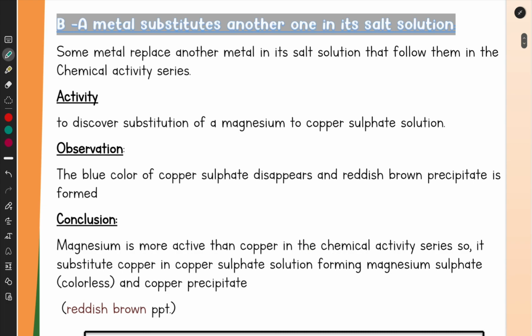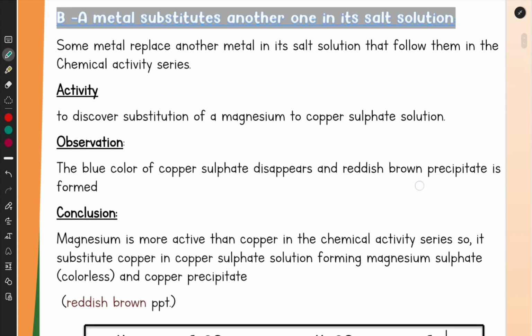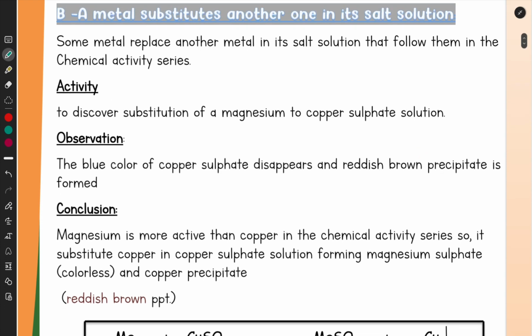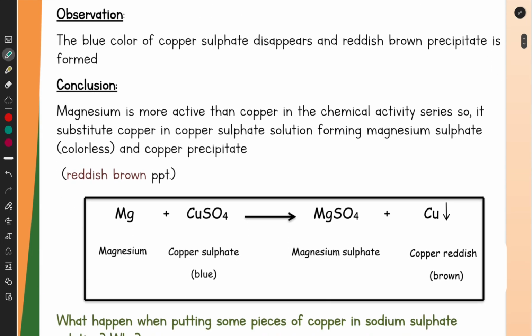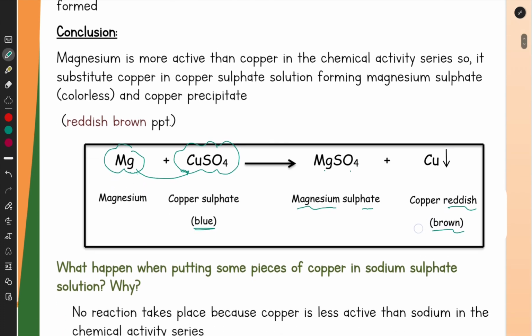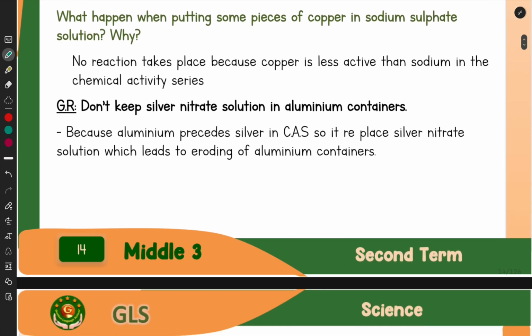Letter B, a metal substitutes another one in its salt solution. In this activity, we'll take magnesium and react it with copper sulfate, which is blue, of course. This will produce MgSO4, which is magnesium sulfate. So the magnesium will replace the copper in its solution, producing copper, which is reddish brown.